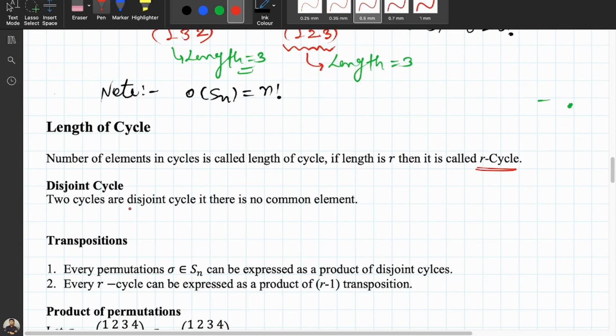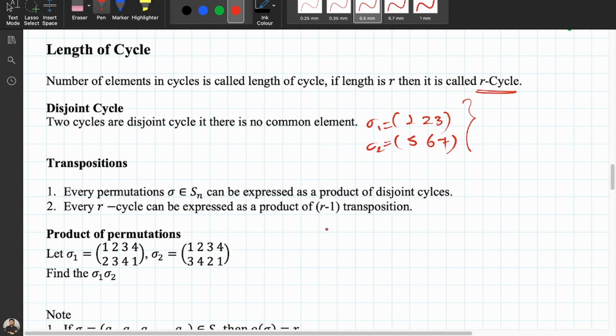Next, what is a disjoint cycle? What do we mean by disjoint cycles? Two cycles are disjoint if they don't have any common element. For example, I have (1, 2, 3) and (4, 5, 6, 7). If I have two cycles, this is sigma 1 and this is sigma 2. These are two disjoint cycles, since there is no common element in these sets.